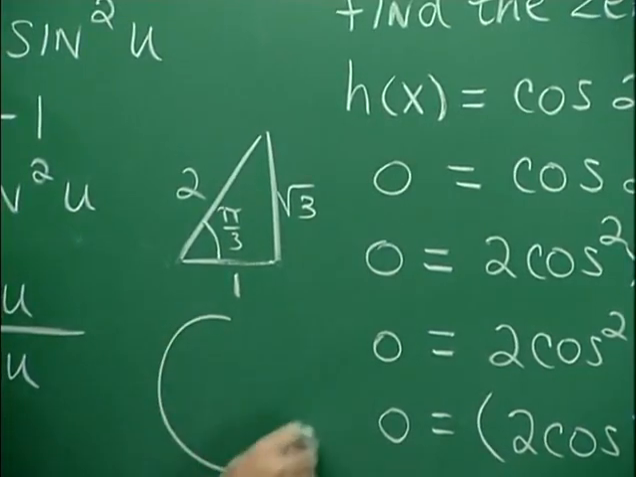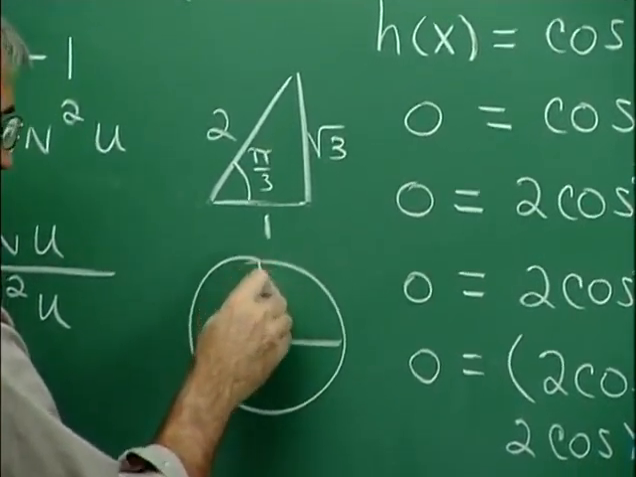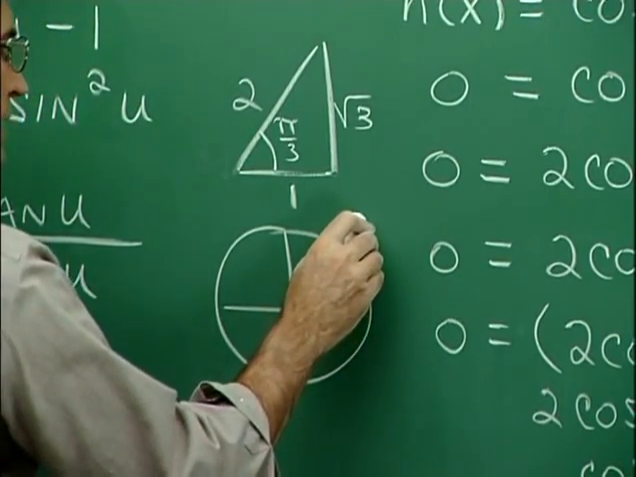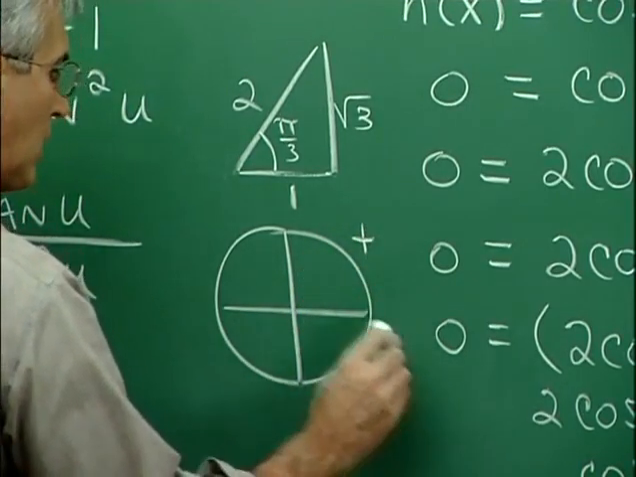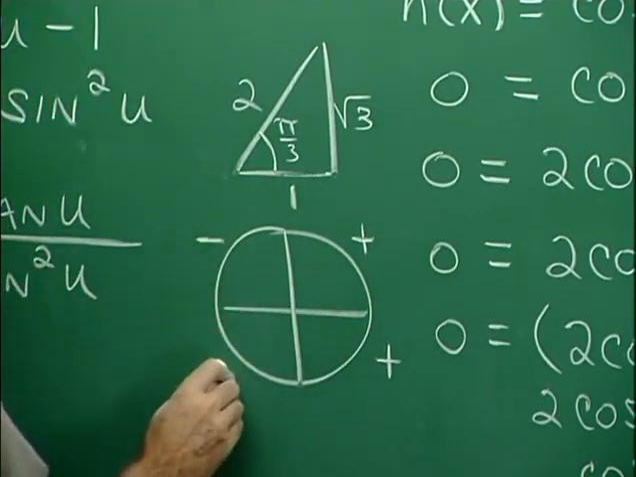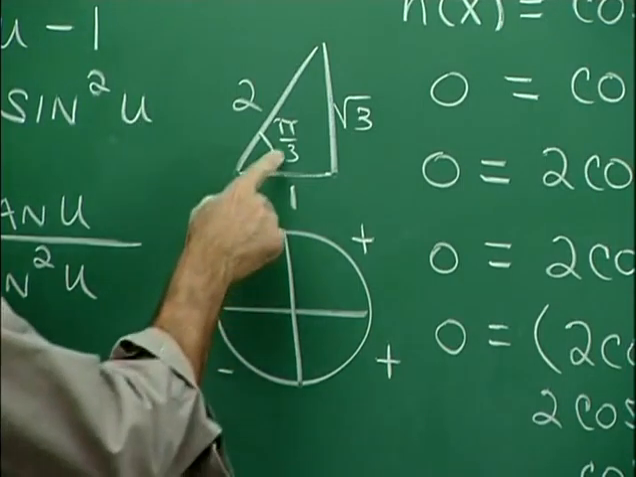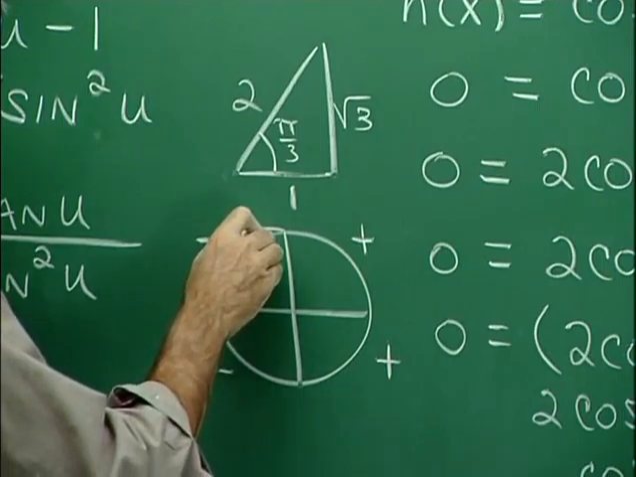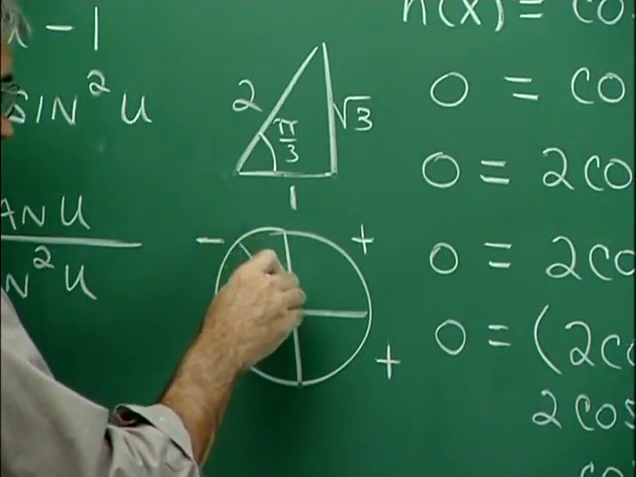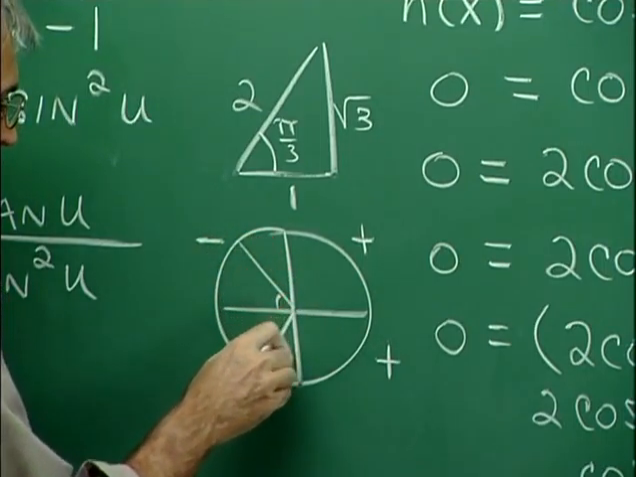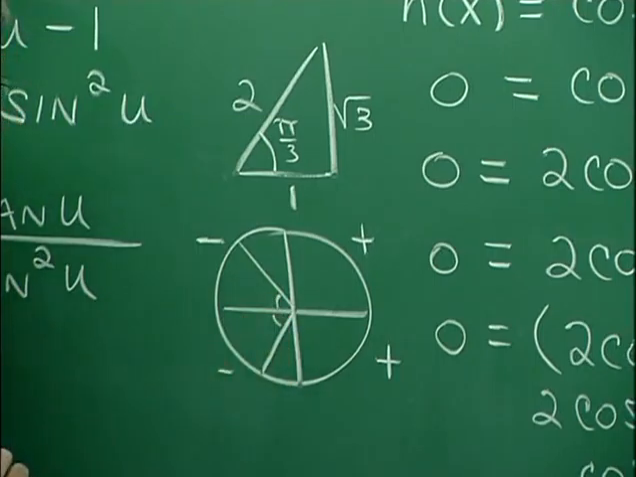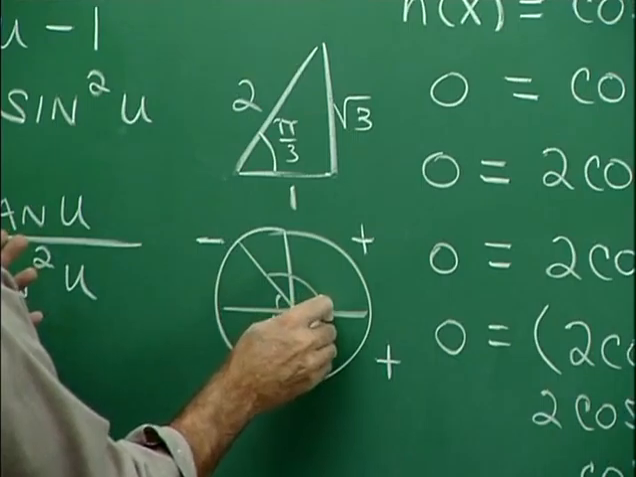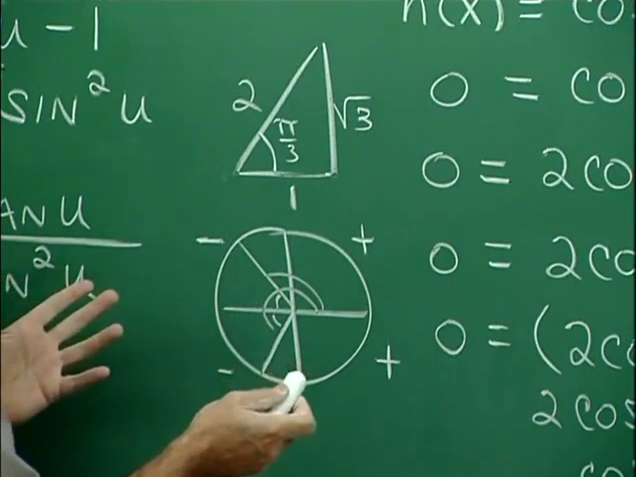Now we go to the idea of the coordinate plane, and we're talking about cosine here. Cosine is positive in these two quadrants and negative in these two, so we're talking about a reference angle of pi over 3 that appears in these two quadrants. So pi over 3 in this quadrant, pi over 3 in this quadrant. Now we're just asking ourselves what is this angle, and then what is this angle? That's all we're after.